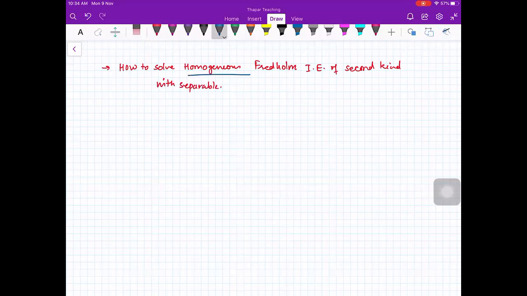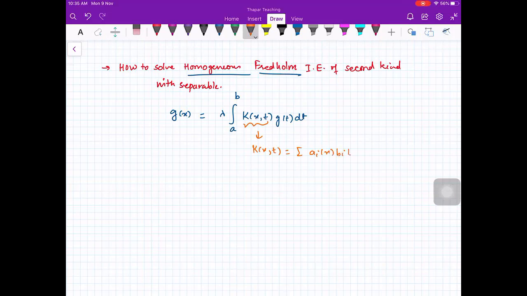So homogeneous means f of x is 0. Second kind means you have something like g of x is equal to lambda. Fredholm means the integration limits are constant, and then you have K(x,t) g(t) dt. So we have seen how to solve such equations where K(x,t) was summation a_i(x) b_i(t). This is the meaning of separable kernel. Is that thing clear? So this is what we had seen in the last lecture.